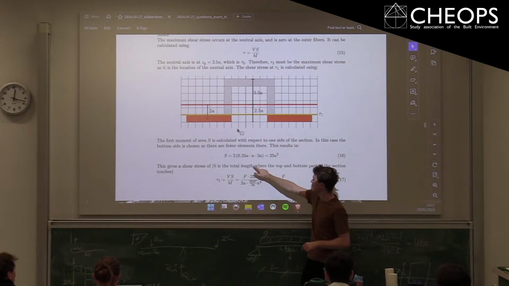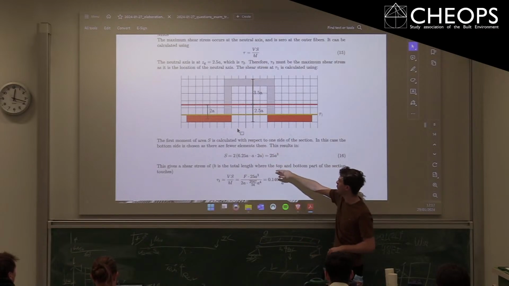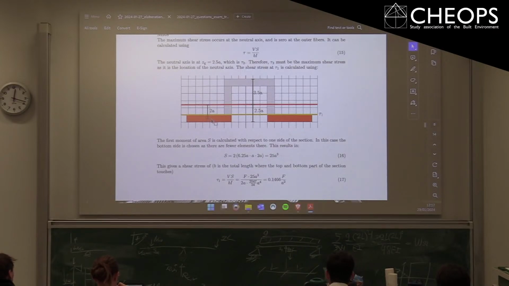And what we do is the area of that block, so 6.25a wide, 1a high, and 2a is then the distance from the center of that geometry to your neutral axis, so the overall neutral axis of your structure. And this is twice because left and right, simply the same.